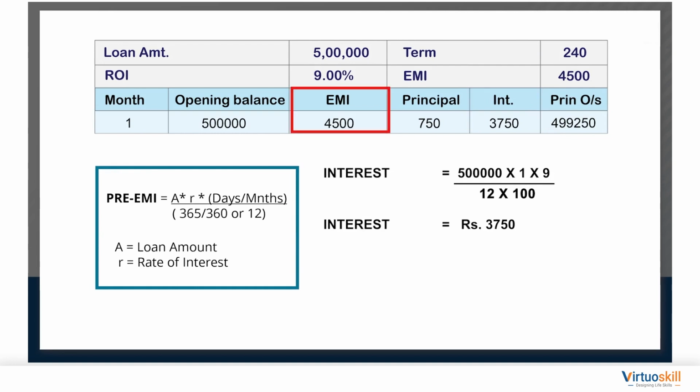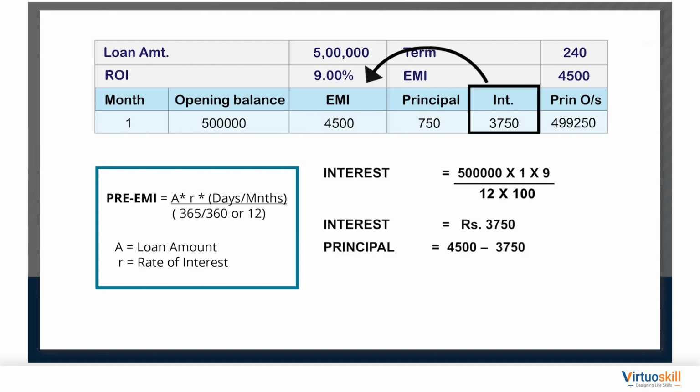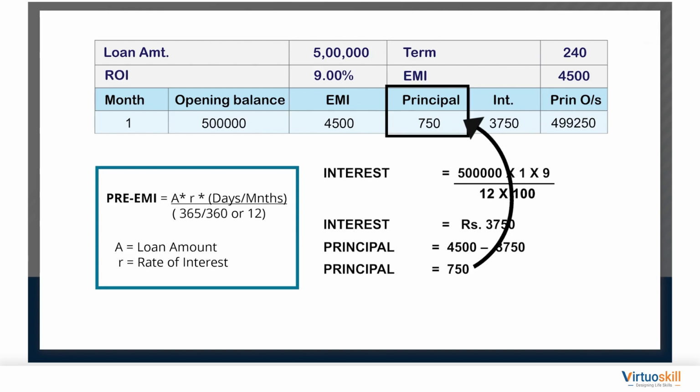In the first month, the EMI paid is Rs 4,500. So, if we deduct 3,750 from EMI amount of Rs 4,500, we get the balance amount of Rs 750 adjusted against payment towards principal loan amount.